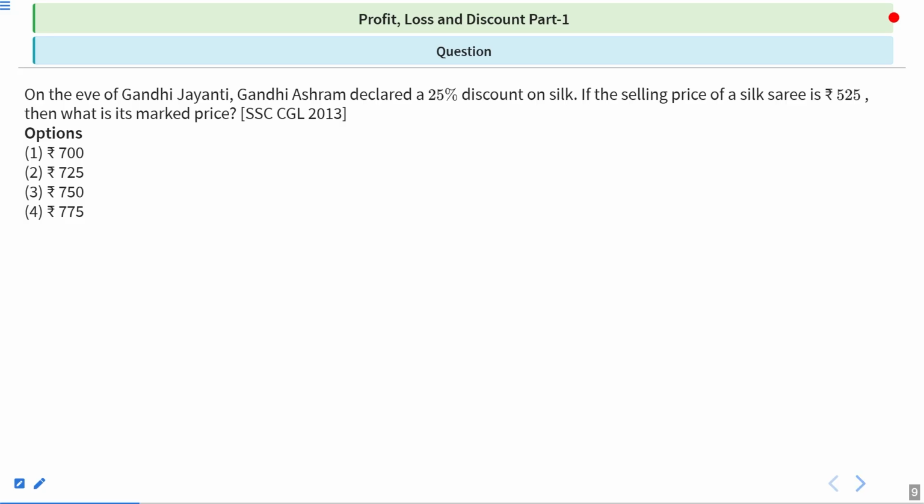On the eve of Gandhi Jayanti, Gandhi Ashram declared a 25% discount on silk. If the selling price of a silk sari is 525 rupees, then what is its marked price? This question was asked in the SSC CGL 2013 exam. Now there are four options: one is 700, second is 725, third is 750, and fourth one is 775 rupees. Now you have 10 seconds to solve this question. Your time starts now.